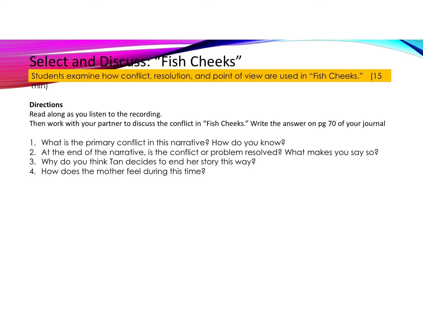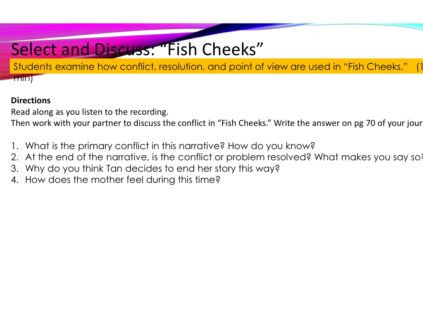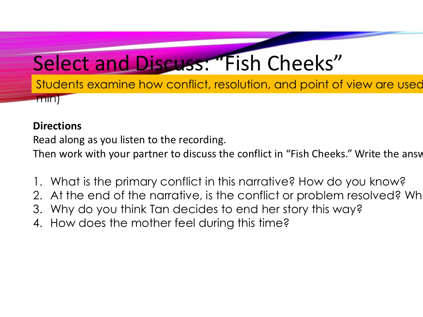Okay, so what we're going to do is you have your journals. For those at home, they are in Amplify. Okay, but in your journal, you picked them up when you came in the door. You were on page 70. So if everyone would turn to page 70 of their journal. All right, so if you look at page 70, this is talking about fish cheeks. And it's talking about fish cheeks because you're going to practice point of view and conflict.